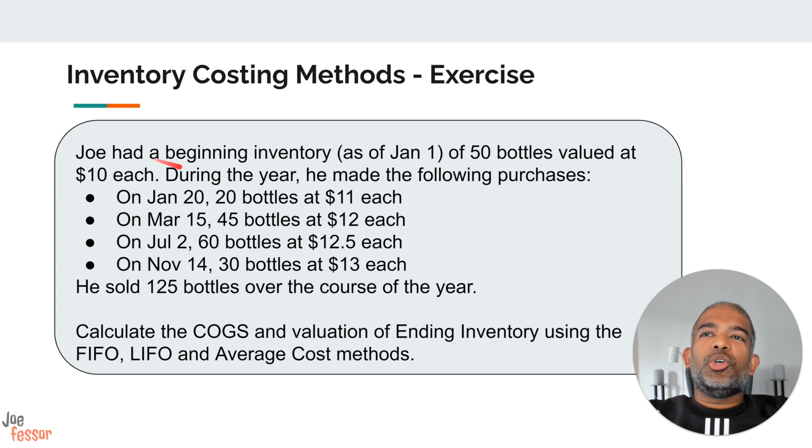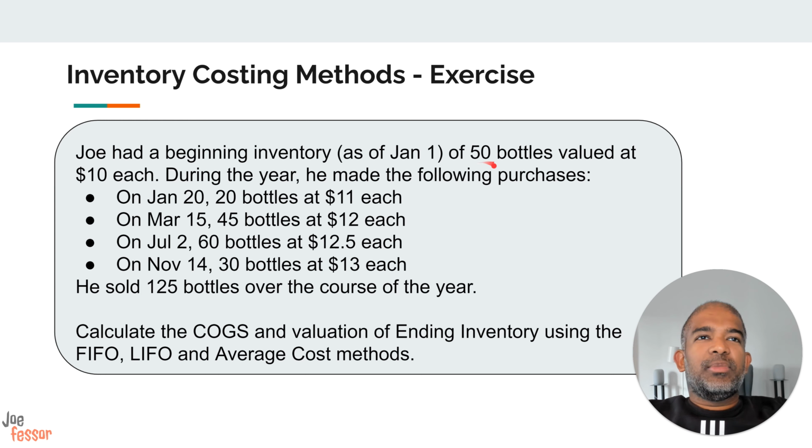Joe had a beginning inventory as of the 1st of January of 50 bottles valued at $10 each. During the year, he made the following purchases. On the 20th of January, 20 bottles at $11 each were purchased. On the 15th of March, 45 bottles at $12 each were purchased. On the 2nd of July, 60 bottles at $12.5 were purchased. And finally, on the 14th of November, 30 bottles at $13 each were purchased.